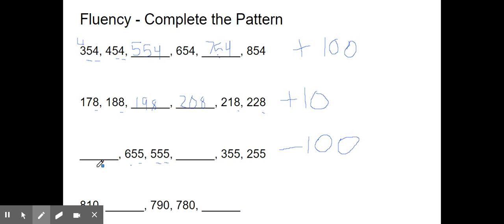Now it's a little bit tricky because we're missing the first number. The second number is 655. So what minus 100 would be 655? 755 minus 100 would be 655. Minus 100 is 555. Minus 100 will be 455. Minus 100 is 355. And minus 100 is 255. Great job. We have one more pattern.